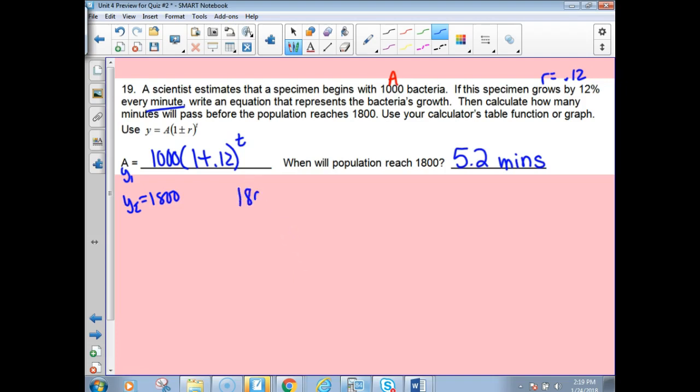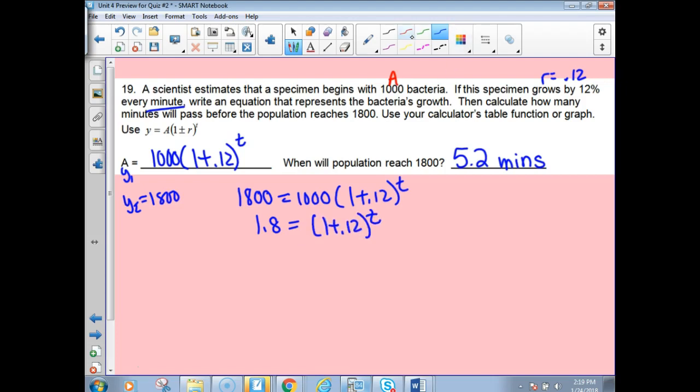Okay, did anybody try solving it like this without using the graphers? You don't have one of these fancy calcs at home. You don't have the app. How would we solve it? Divide by 1,000. What's 1,800 divided by 1,000? Isn't it 1.8? Okay. Then you would have 1 plus 0.12t.